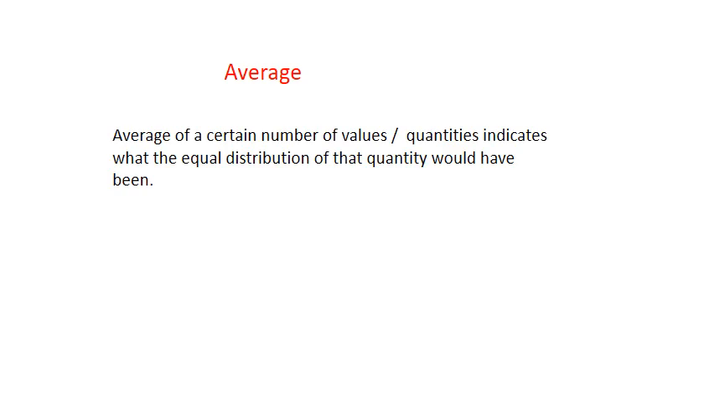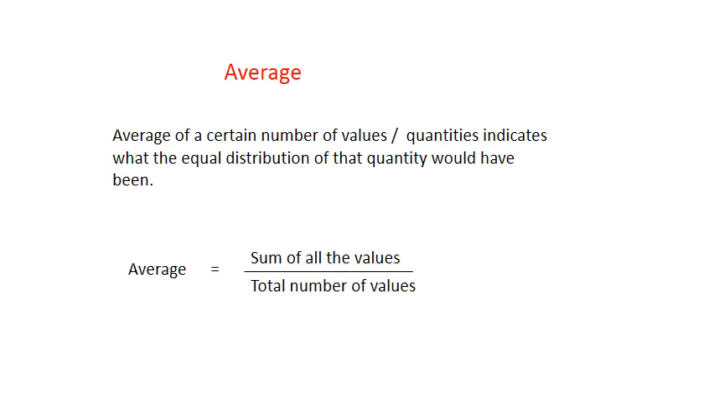What is average? Average of a certain number of values or quantities indicates what the equal distribution of that quantity would have been. Here we have one formula: average is equal to sum of all the values divided by total number of values.